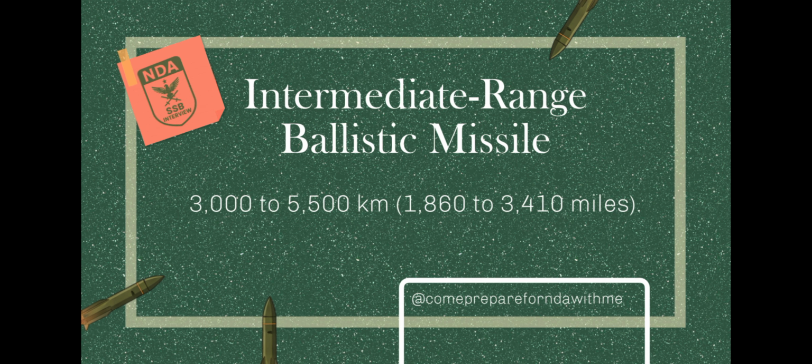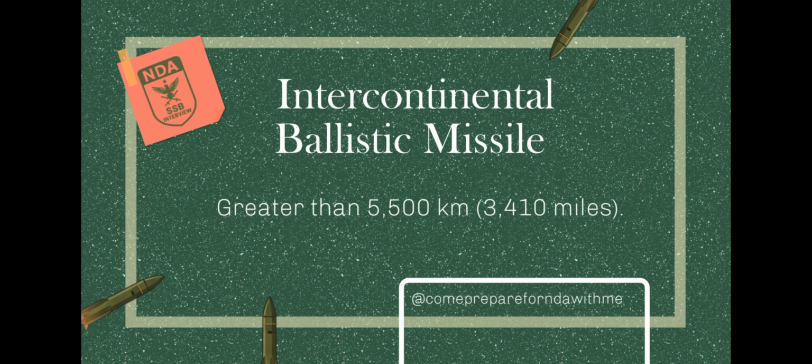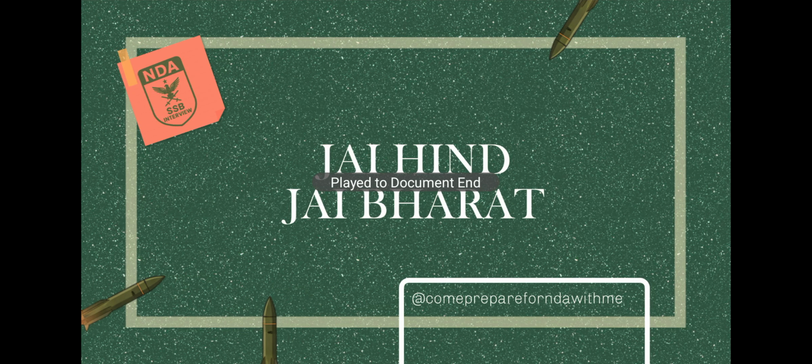Next is intermediate range ballistic missiles, that is 3000 kilometers to 5500 kilometers. So its range varies from 3000 to 5500 kilometers, or we may say 1862 to 3410 miles. Now, next is intercontinental ballistic missiles. So it is one of the missiles which has got the maximum range, and the range is greater than 5500 kilometers or 3410 miles.